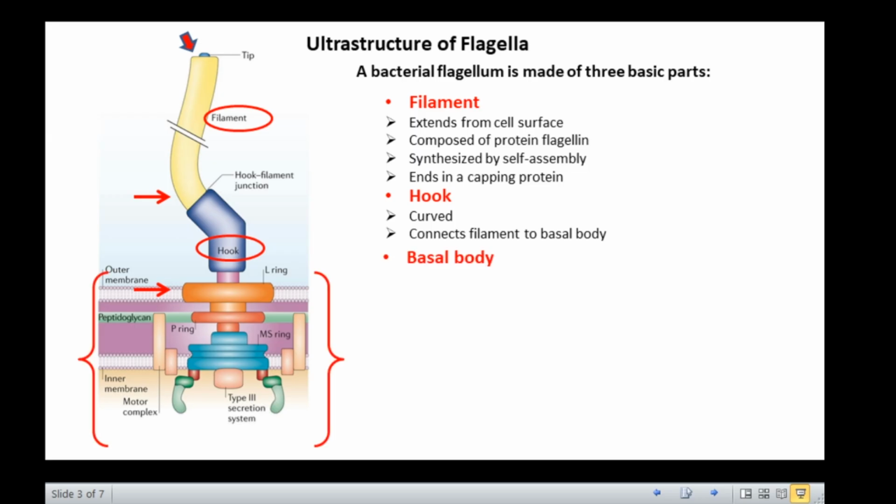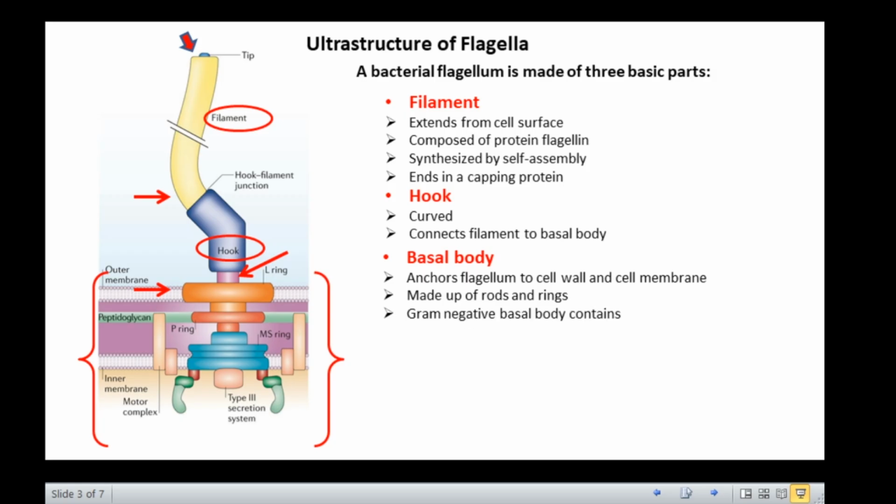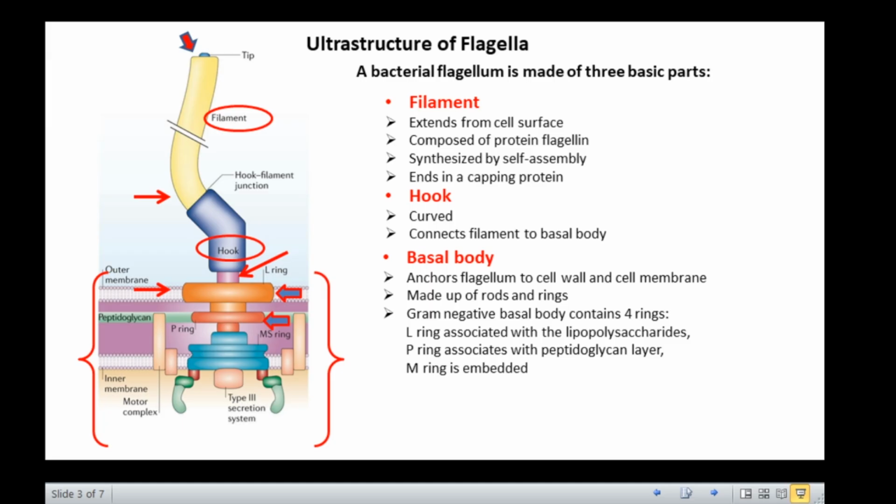The basal body anchors the flagellum to the cell wall and the cytoplasmic membrane and consists of a rod and a series of rings. Gram-negative organisms have 4 rings. L ring associates with the lipopolysaccharides of the outer membrane. P ring associates with the peptidoglycan layer. M ring is embedded in the plasma membrane and S ring is directly attached to the plasma membrane.